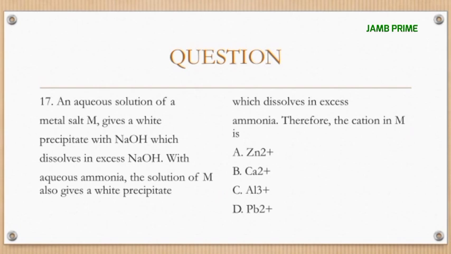So let's see how. It said, an aqueous solution of a metal salt M gives a white precipitate with sodium hydroxide which dissolves in excess sodium hydroxide. With aqueous ammonia, the solution of M also gives a white precipitate which dissolves in excess ammonia. Therefore, the cation in M is what?